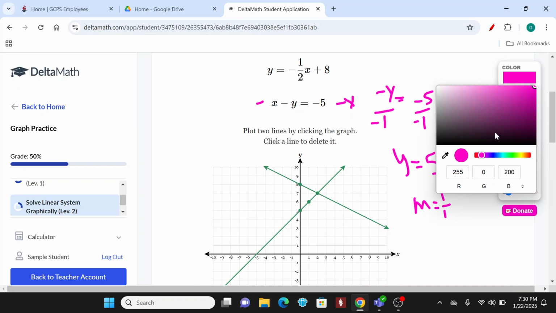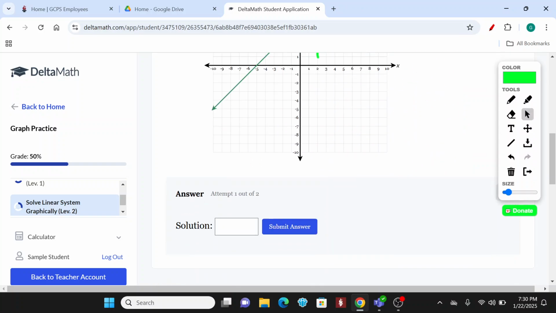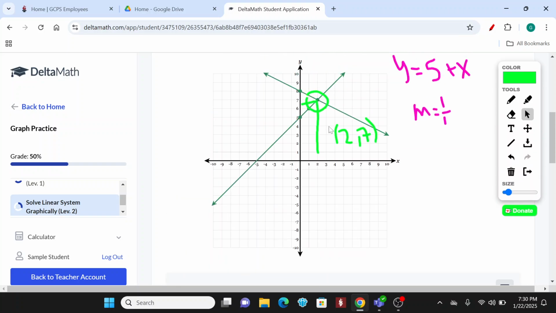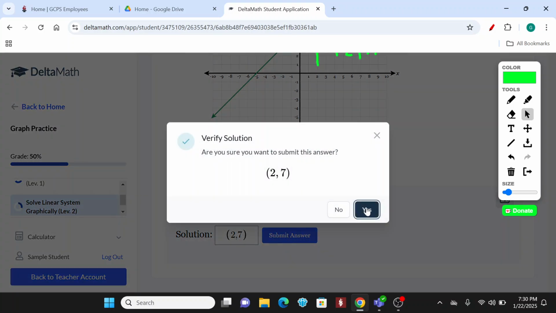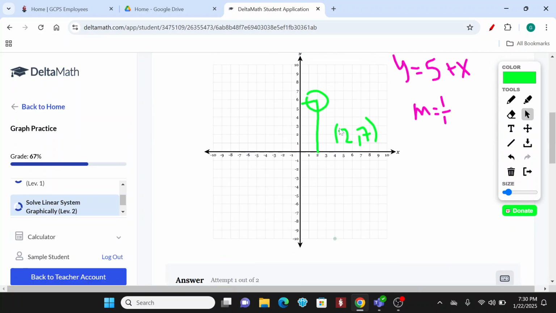And then our point of intersection again is right here. So our x is 2, and our y is 7. All right, so I'm going to put that down. So 2, 7. Make sure, yes. And we're correct. So let's go to the next problem because I want a different one.